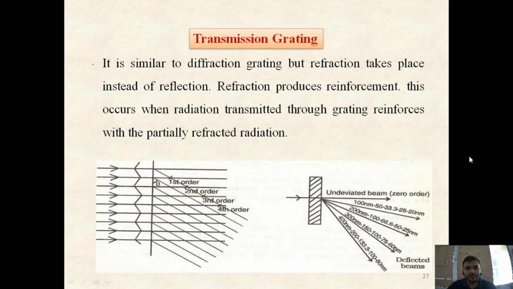Second is the transmission grating. It is similar to the diffraction grating, but refraction takes place instead of reflection. Refraction produces reinforcement. This occurs when radiation transmitted through the grating reinforces with partially reflected radiation.